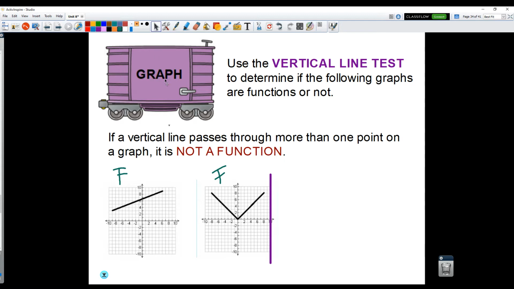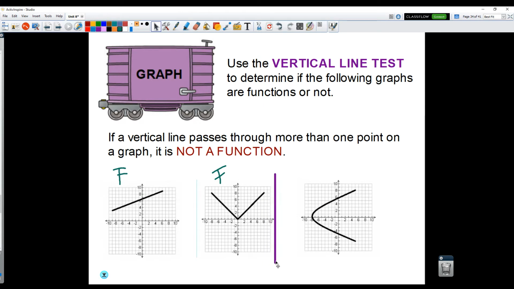Let's look at one more graph here as an example. This is actually the graph of y squared equals x, and you'll learn that in Algebra 2. As I'm passing my vertical line, you see it only hits the graph in one spot right here. But as I start going, it's hitting in more than one spot. I'm hitting the graph here and here. So since it's hitting in more than one spot, we're going to say that this is not a function.